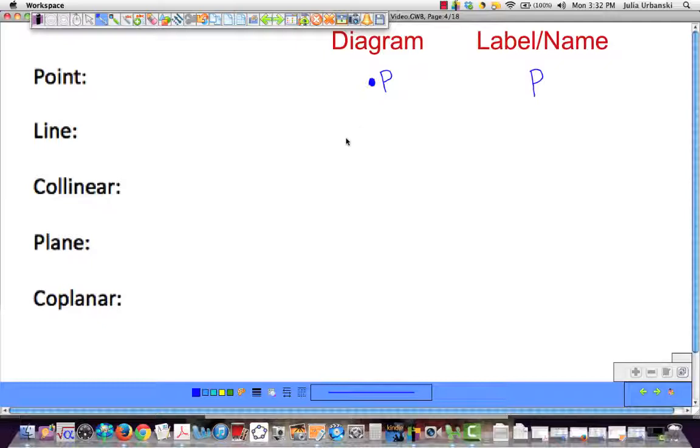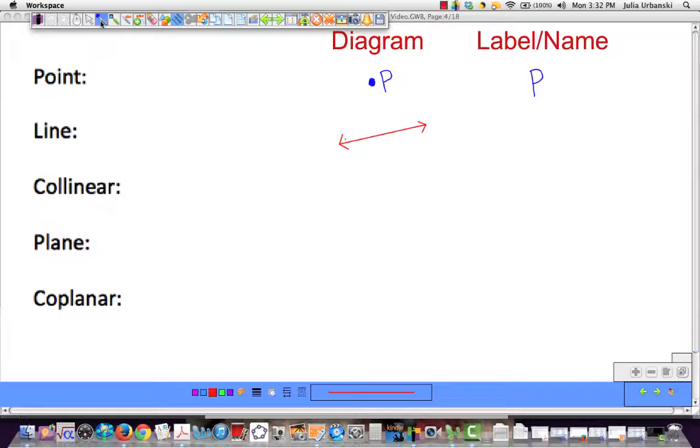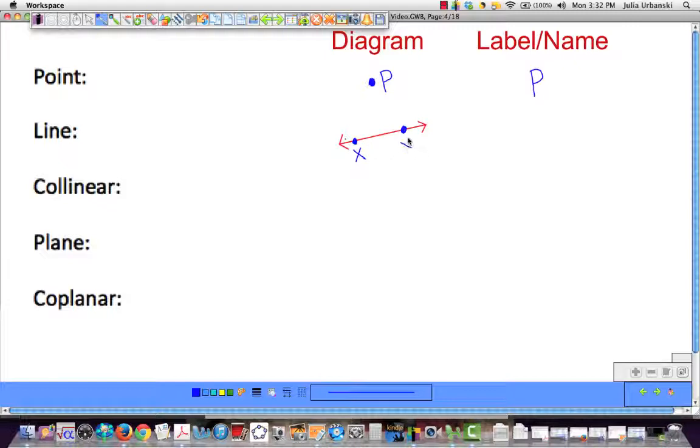A line looks like this. Let me use a real line here. A line looks like this, and it has 2 arrows that show that it keeps going. Lines have infinite number of points all along the way, but in order to give it a name, you need at least 2. So let's just choose the letters X and Y. In order to label it correctly, you use 2 capital letters that are on the line X, Y, and you put a line across the top that has 2 arrows. It's really important that you remember the arrows because otherwise it's not a line anymore, it's a segment.